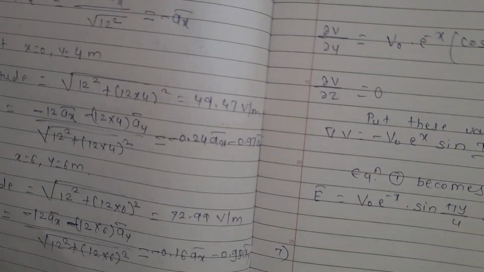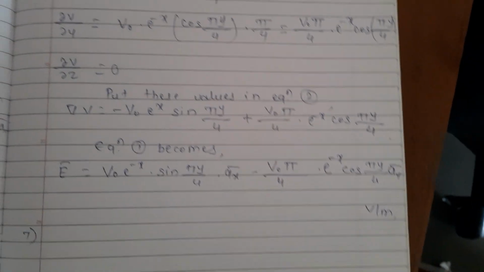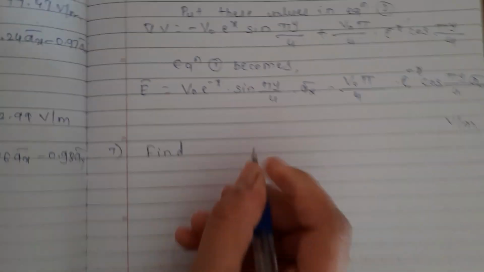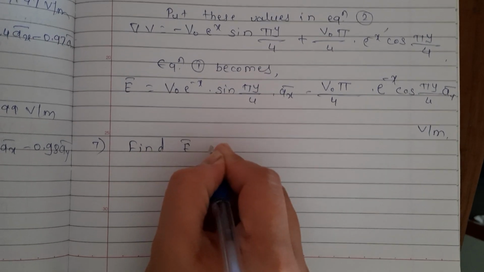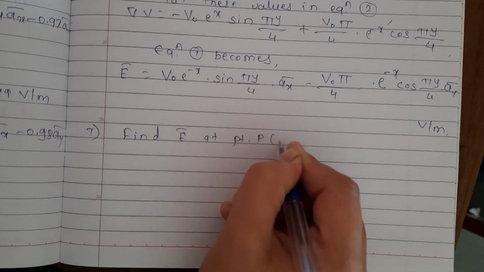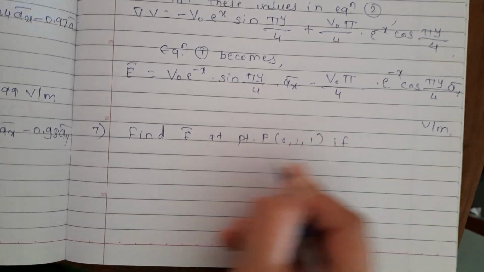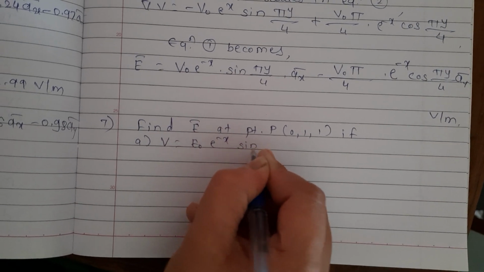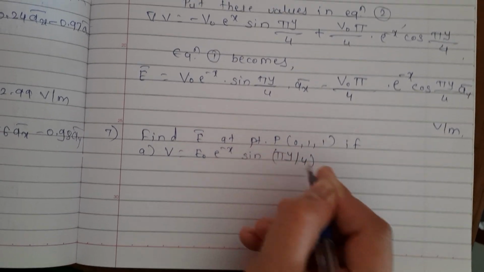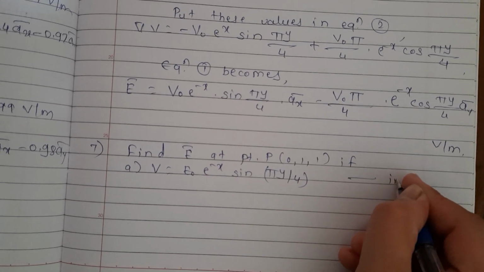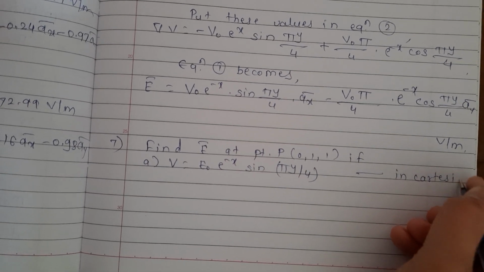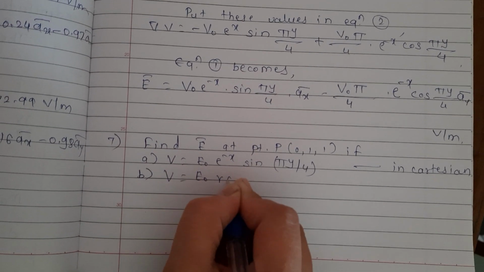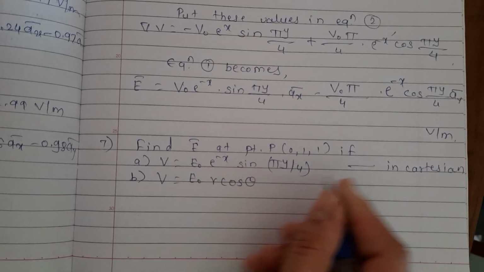Now the next problem is: find E bar at point P (0, 1, 1) if the first condition is V is equal to E0 e raised to minus x sine of πy/4 in Cartesian, and the second condition is V is equal to E0 R cos of theta in spherical.